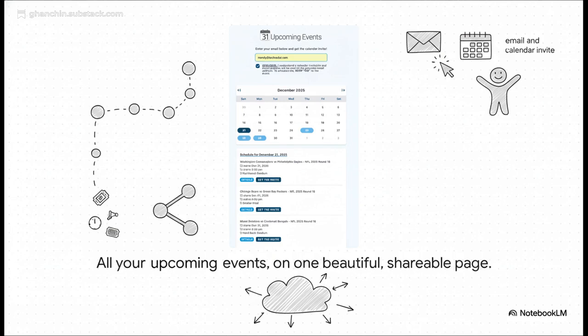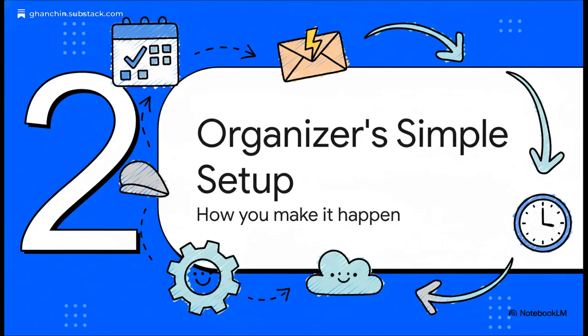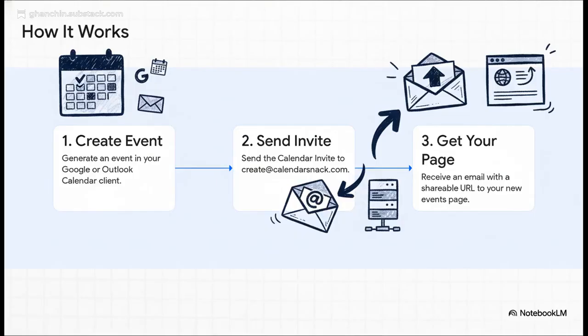No fuss, no muss. Okay, so how do you, the organizer, actually create this thing? It sounds like there must be a catch, right? That it's probably complex behind the scenes? Well, the whole process is designed to be ridiculously straightforward. Here's the whole process. Seriously, 3 steps. First, you just create an event in your Google or Outlook calendar like you always do. The only new thing is step 2. You just invite create@calendarsnack.com as if it were a person. And that's it. The system does all the heavy lifting, and about a minute later, you get an email with the link to your brand new event page.